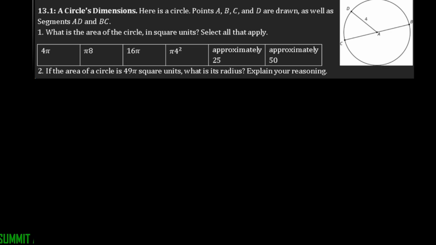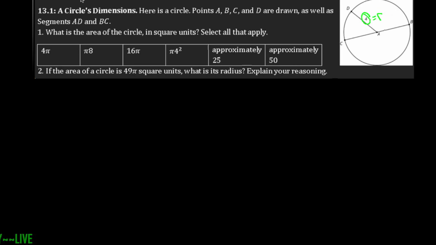So for the first part, it says a circle's dimensions. Here is a circle. Points A, B, C, and D are drawn, as well as segments AD and BC. And it says what is the area of the circle in square units, and that says select all that apply. So that means that there's going to be multiple answers for this first part. So what we have to do is we can label this segment AD. This is going to be equal to our radius. So we can label that R.